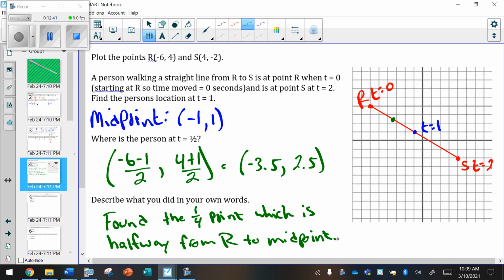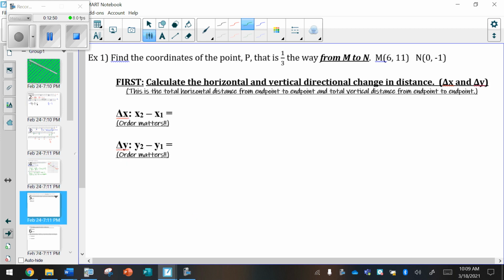So anytime we have to find the middle, we just do the midpoint. And then the middle again, we use the midpoint again. But obviously it's not always going to be that fun and easy. So what we're going to do is find the coordinates of point P that is 1/3 of the way from point M to point N, where point M is (6, 11), and point N is the point (0, -1), and we have no graph to do that.